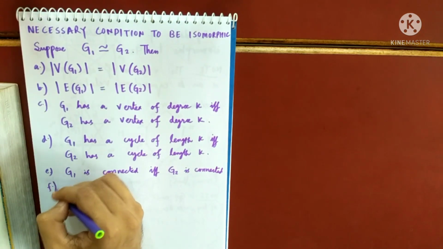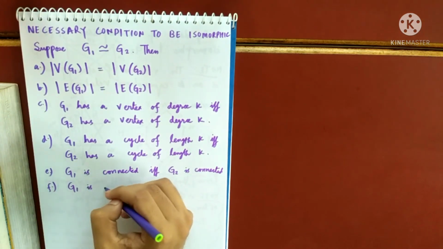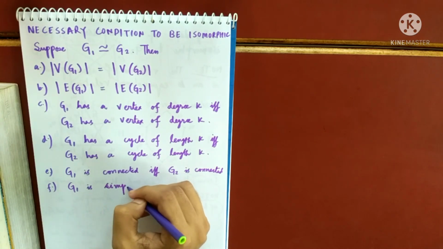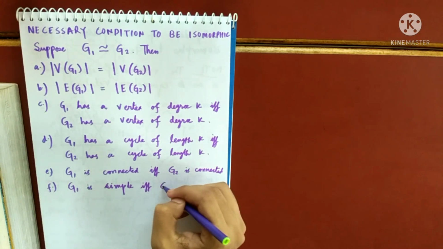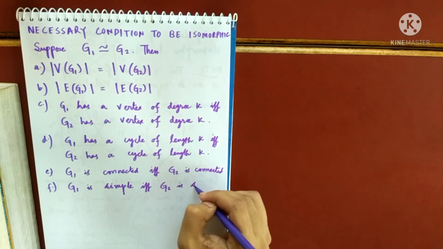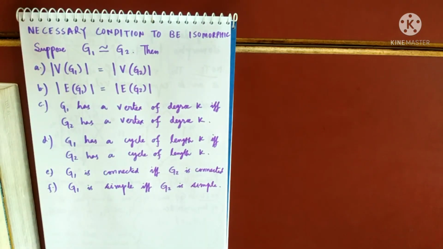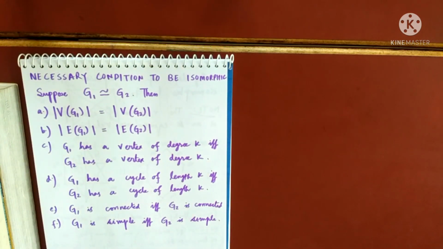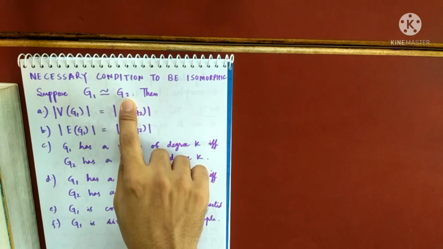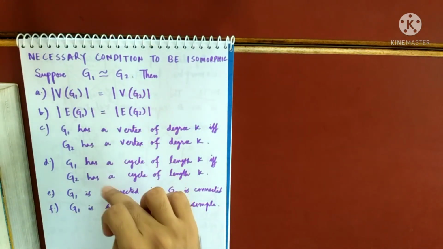Number F, G1 is simple if and only if G2 is simple. And there are many other conditions. I am stopping here in the list, but there are many other conditions. So these are the necessary conditions to be isomorphic. That means if the two graphs are isomorphic, then all of these must hold.